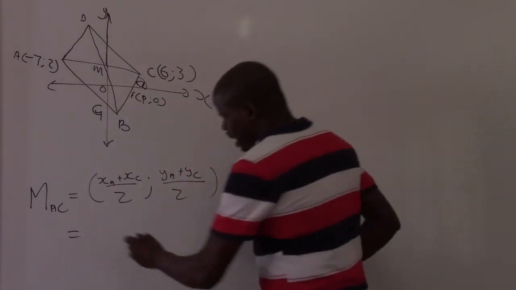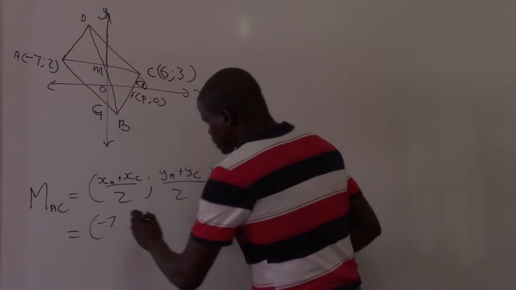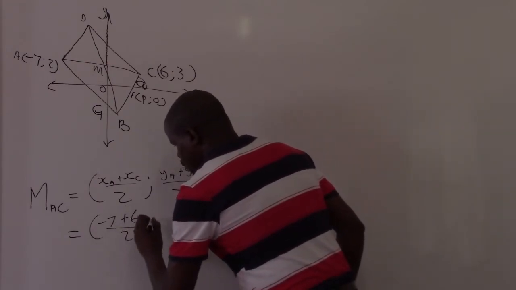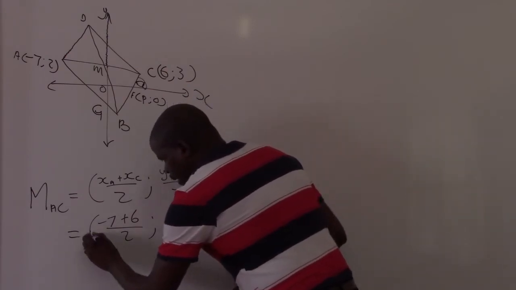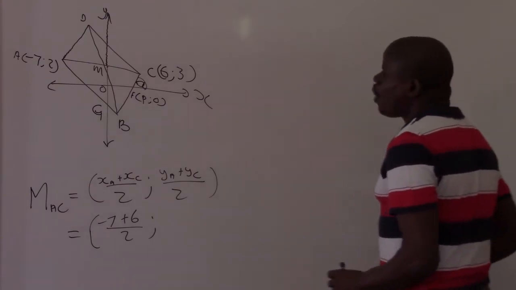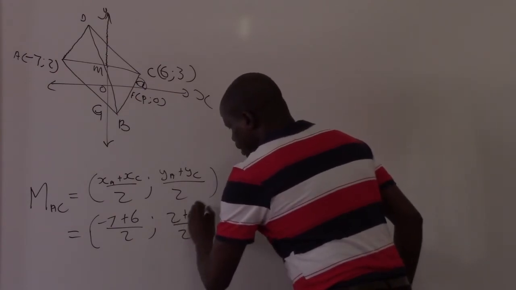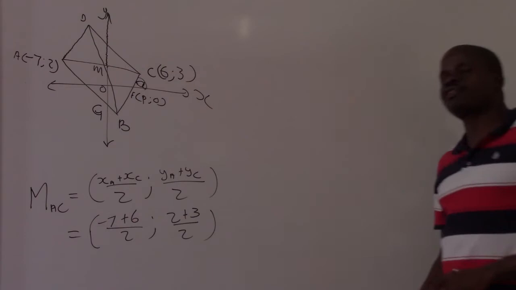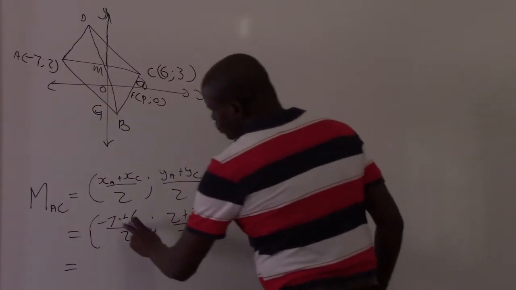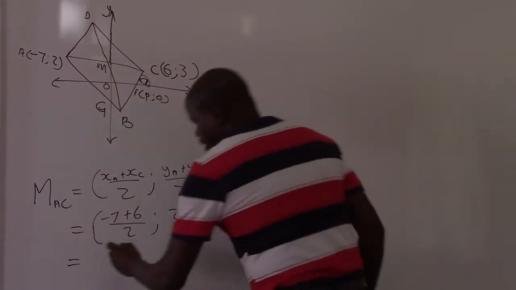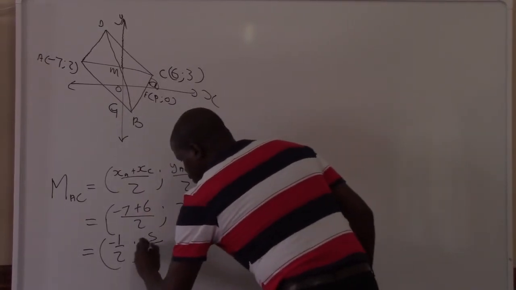What is X at A? X at A is -7. And what is X at C? X at C is 6, over 2. And then we go for the Y. What is Y at A? It is 2. And what is Y at C? It is 3. Substituting into the correct formula, you always get a mark. And then we come to this step, whereby -7 plus 6 is -1 over 2, and 2 plus 3 is 5 over 2.